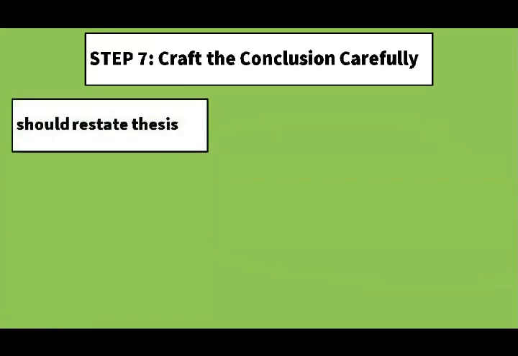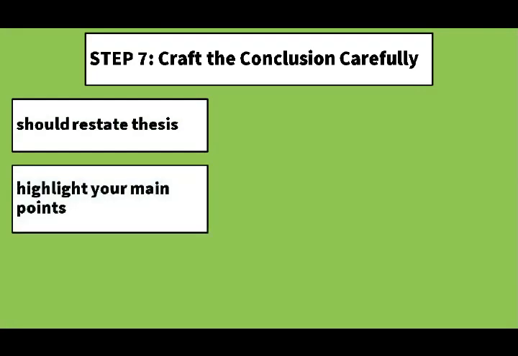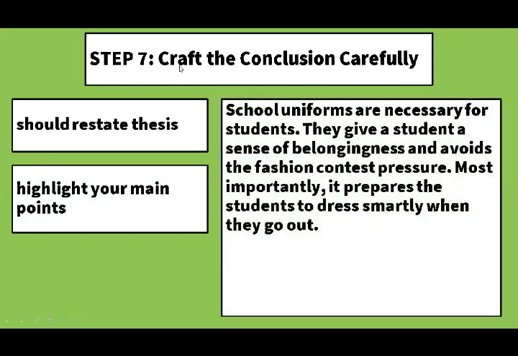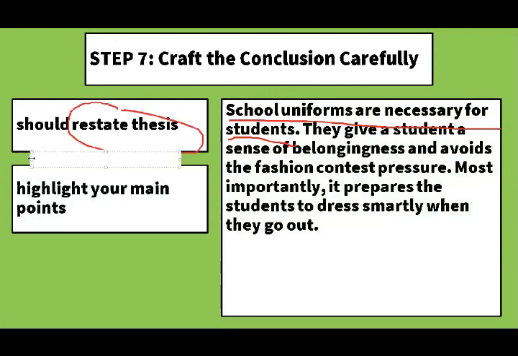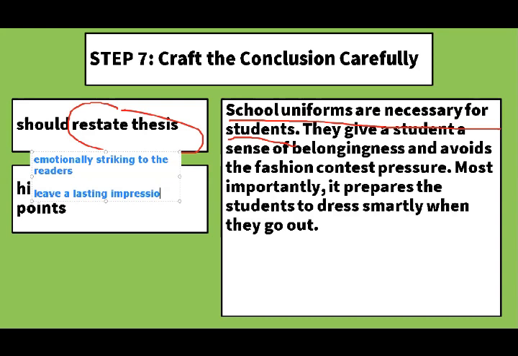Next, after the body, we have the conclusion. Okay? So what is the conclusion? It should restate your thesis statement. Next, it should highlight your 3 best arguments or your main points. So this is my example, okay? I just restated the thesis statement. Restatement is different from copying. You will not copy the thesis statement. You will restate it in a way that it should be emotionally striking to the readers. So that is the technique on how to write a conclusion. Why do we need to strike our readers emotionally? So that you can leave a lasting impression. Okay? After that, highlight your main points and you are done already.